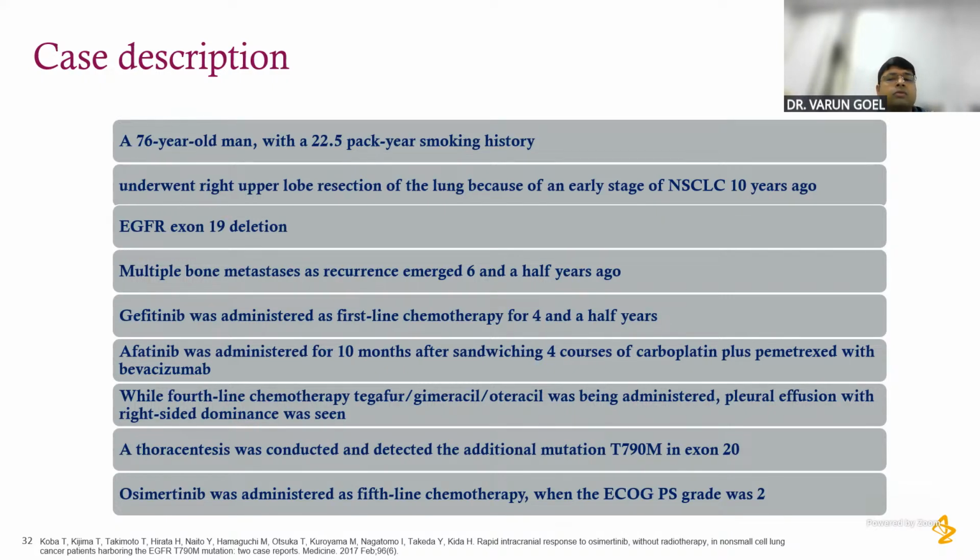Initially, gefitinib was given, which he received for around 4.5 years. On progression, apatinib was given, with pemetrexed and BEV, and later different other chemotherapy was also given, but there was no response. After second or third line, PFS is very less. As a last attempt, osimertinib was given as a fifth line, when PS was 2.